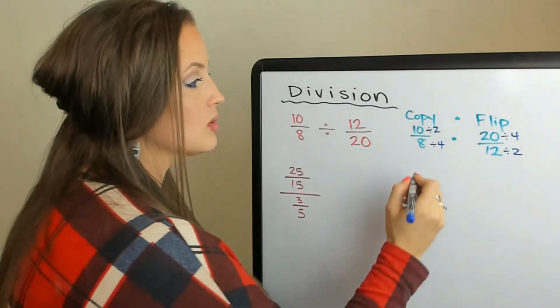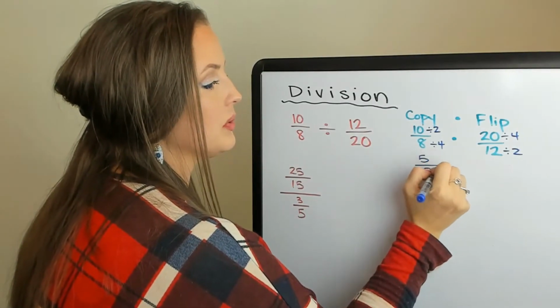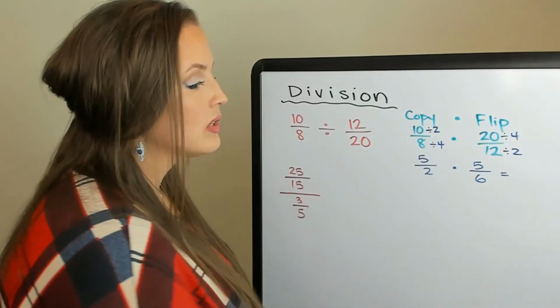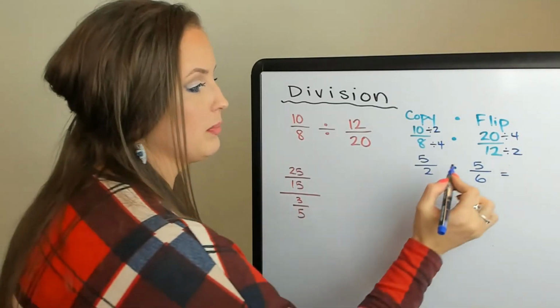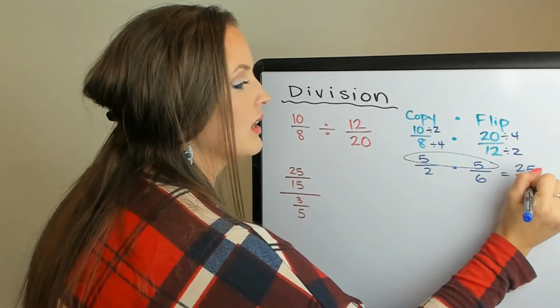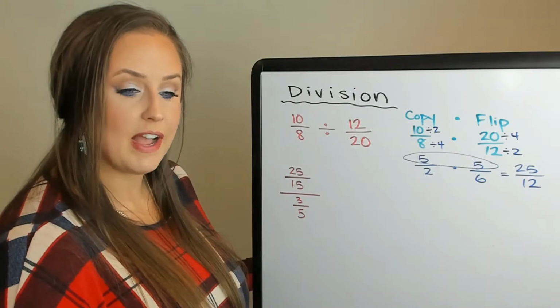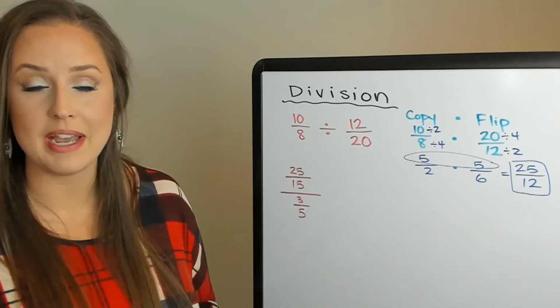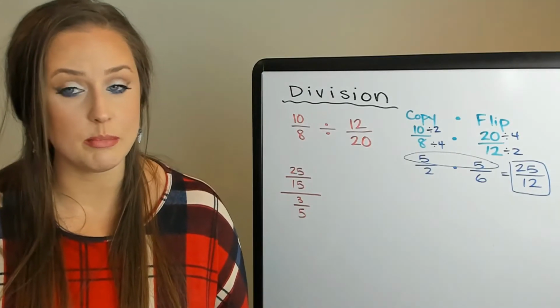So let's divide this by 2 and this by 2, and we'll divide these by 4. All right, so we're going to have 5 over 2 multiplied by 5 over 6. So what we're going to wind up with is multiply straight across, 25 over 12. So 25/12 is going to be the exact right answer. And we know that we're finished because there's nothing that we can divide both of those numbers by.